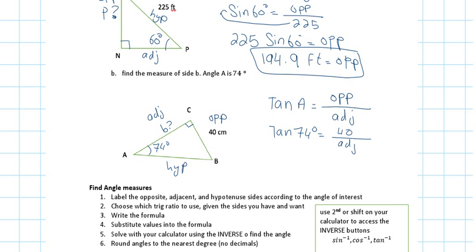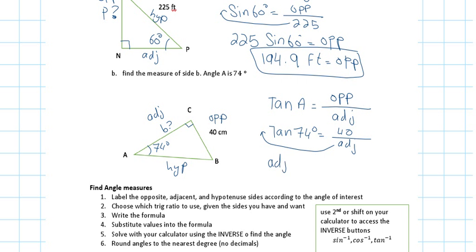In order for me to isolate for that adjacent, I have to bring it over to this side first and then divide by tan 74. Okay? So first bring the adjacent over because you can't have whatever you're looking for in the denominator. You can't solve it. So bring it over. This is one of the examples that we did yesterday when we were solving. Okay?